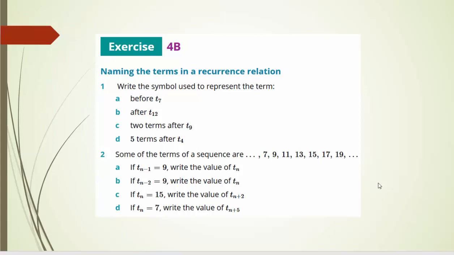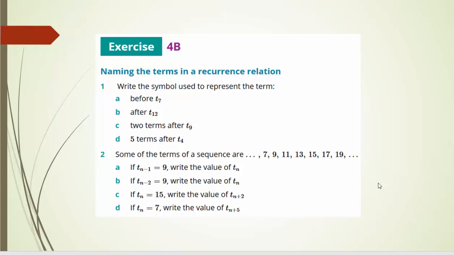Questions look like this. I'm not going to go through them all with you, but just to make sure you know what's going on. Question 1, you're just making sure that you can use T5, T6, T7. So the symbol we use to represent the term before T7 will be T6. 2 terms after T9 will be T11. That's question 1 kind of thing. Make sure you do all the questions.